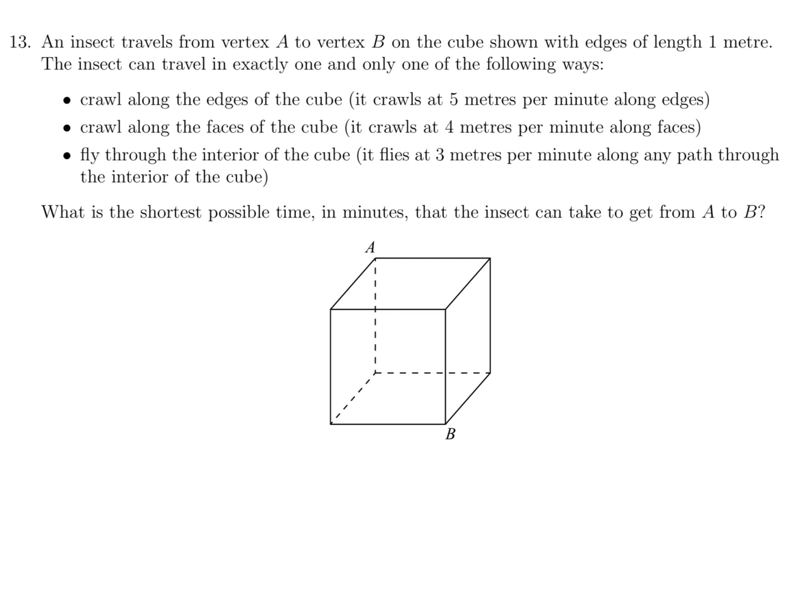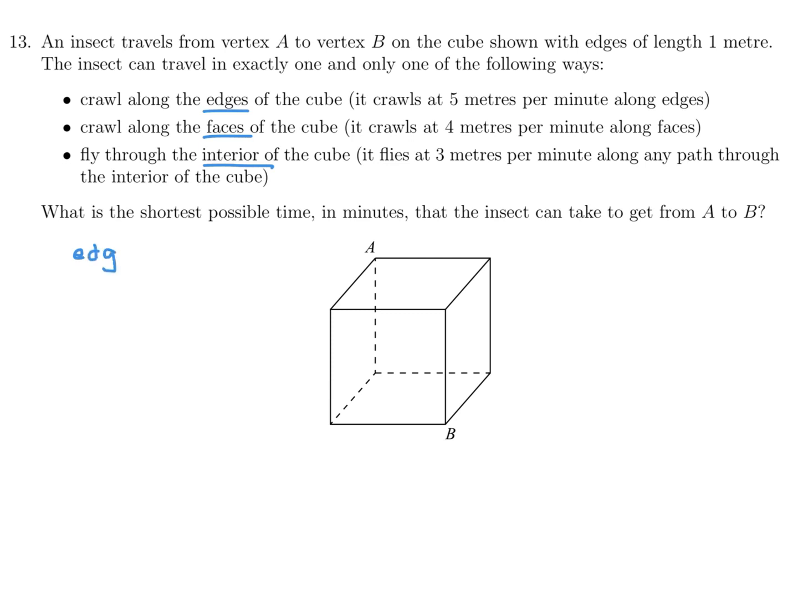An insect travels from the vertex A to B on the cube shown with the edges of length 1 meter. The insect can travel in exactly one and only one of the following ways: crawl along the edges of the cube, crawl along the faces of the cube, or fly through the interior of the cube. What is the shortest time in minutes that the insect can take to get from A to B? Okay, so we got edges, faces, and interior. Let's do it one at a time.